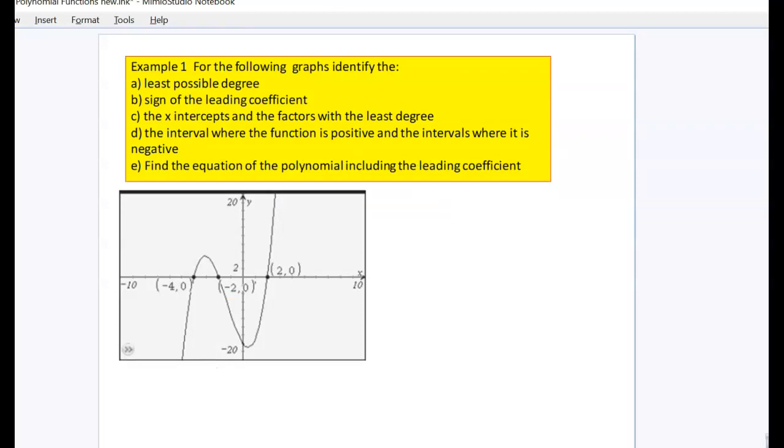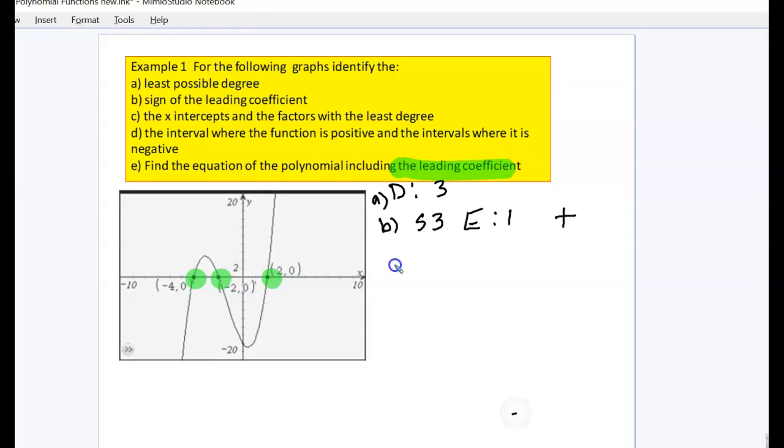Now, let's say we want, for the following, to find the least possible degree. Well, if we look at the graph, I have a degree 1, degree 1, degree 1. So that means that my least possible degree for this one is degree 3. Now, as far as the sign of the leading coefficient for question B, because this starts in quadrant 3 and ends in quadrant 1, I know that my leading coefficient has to be positive, and we'll find that leading coefficient later on in part E.